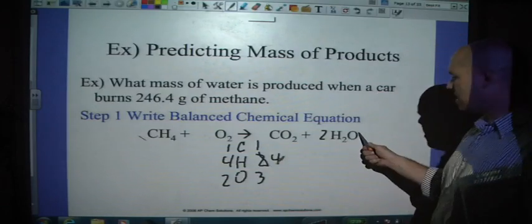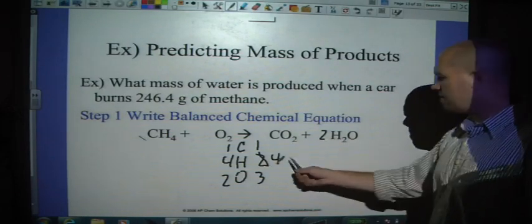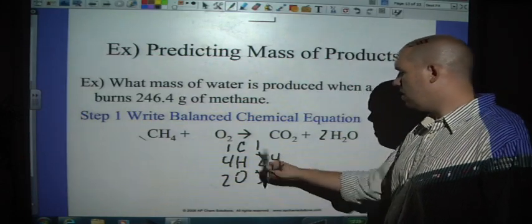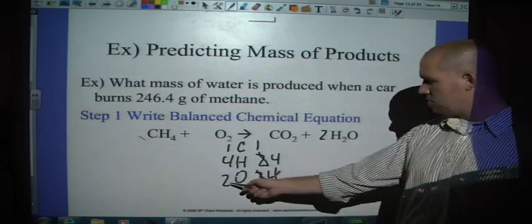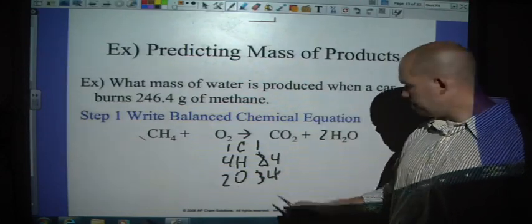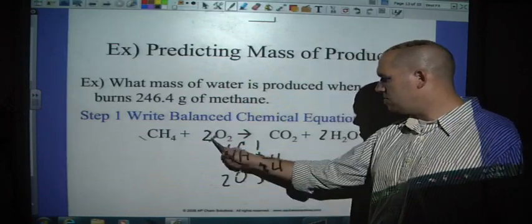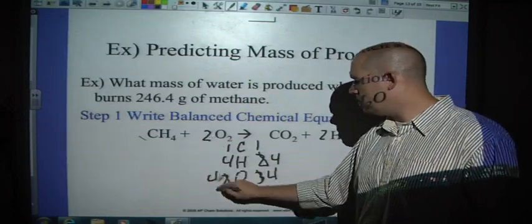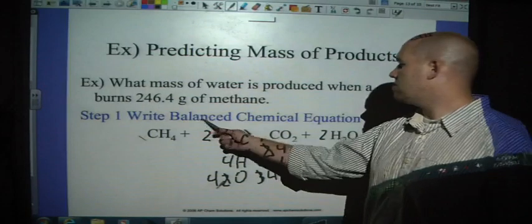Now they're even, but that changed our number of oxygens. So we still had 2 here, but now we have 2 here for a total of 4. Carbons are still good, 4s. Well, oxygen is off. If I were to multiply this number by 2, I could get to 4 as well. So I'll put a little 2 right there as a coefficient. 2 times 2 equals 4. We are now balanced. Okay? So we started with our balanced equation.